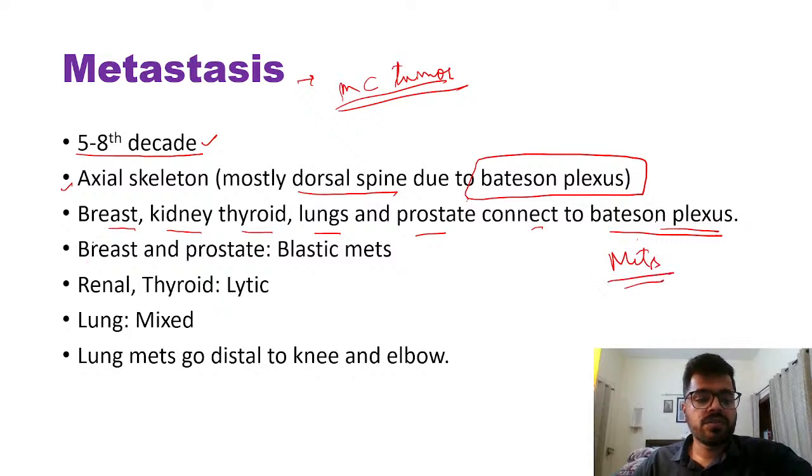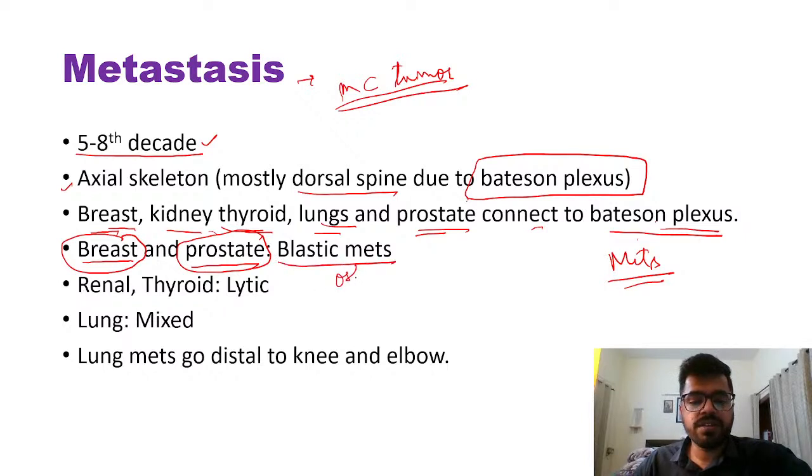So these are the common organs from where metastasis occurs: breast, kidney, thyroid, lungs, and prostate. As we know, breast is most common for metastasis in females, prostate is most common for metastasis in males. It's obvious. And both of them have blastic mets, osteoblastic mets. That is, they form more bone wherever they go.